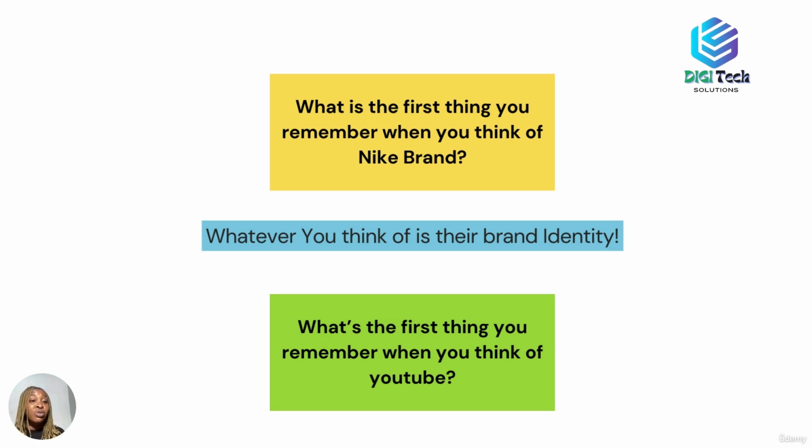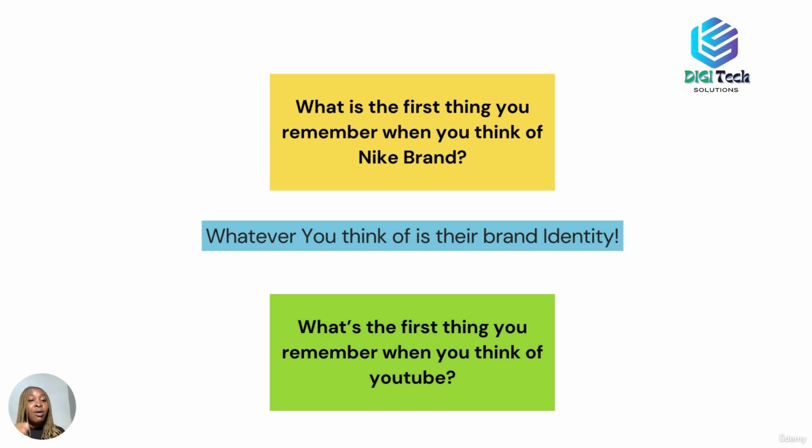That's what their audience knows them for. Now, I love Nike. I'm a big Nike lover, right? So obviously I already know what Nike is about. I know that they are about running shoes, they're about sports gear and all of that. So that's what Nike is about, right? Whatever you think about is their brand identity.